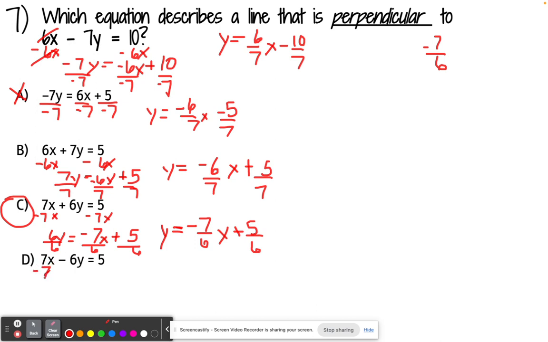Minus 7x, minus 7x, and I have negative 6y equals negative 7x plus 5. And I have to divide everything by negative 6. And you can see why this one does not work.